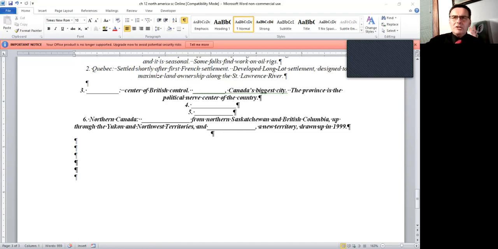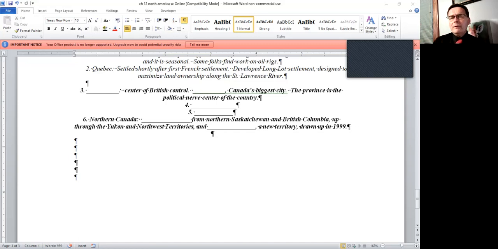The prairie provinces, you should probably jot this down next to that. Prairie provinces are Manitoba, Saskatchewan, and Alberta. Manitoba, Saskatchewan, and Alberta.